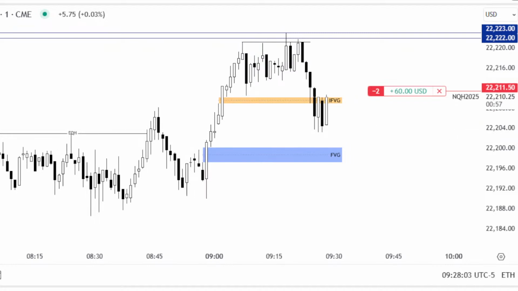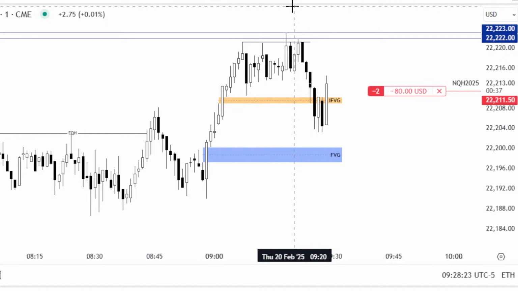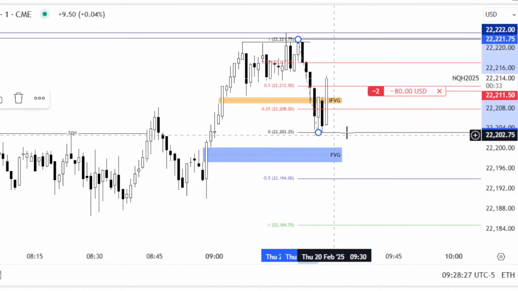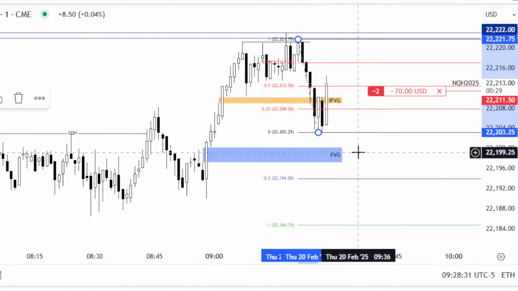Wow. Now look at this, I'm seeing this just going in there in that little gap and then reject to go lower.